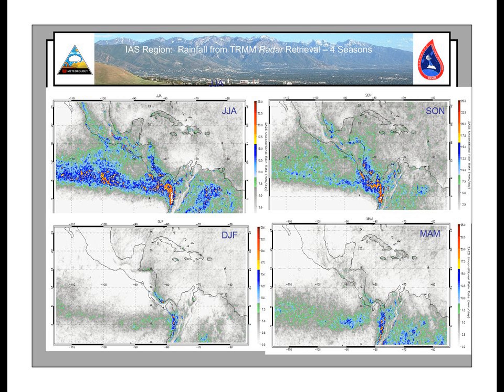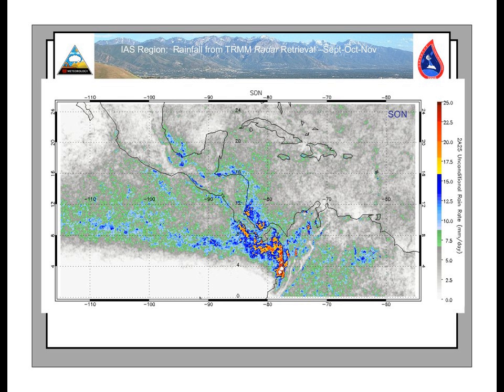And so I don't want to dwell on this figure for a very long time, but I do want to make sure that you all recognize that this is now an exploded diagram of just one season, September, October, November, and this is again the radar algorithm. The main point I want to make here is that there are important but relatively subtle differences between the TRMM algorithms. So this is the radar algorithm, and you can see that here on the Colombian coast, we're approaching a meter a month if you go through the math here.